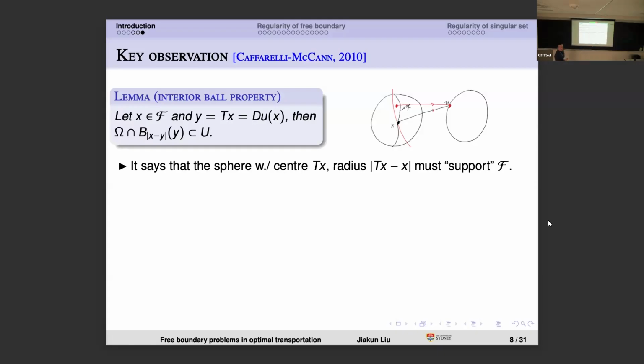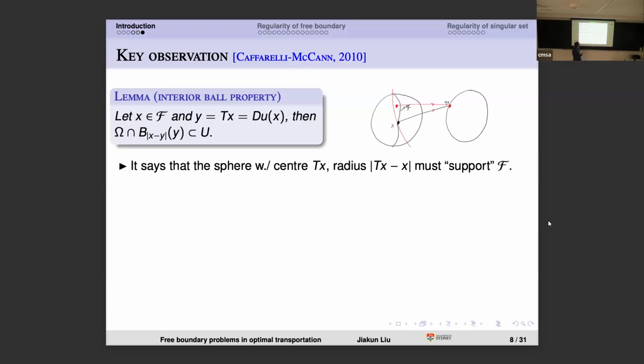It makes sense, right? Why does this make sense? By contradiction, I mean, this picture is wrong, right? I'm going to claim this picture never happened, okay? So imagine if the sphere crosses the free boundary, then it will contradict with the optimality.